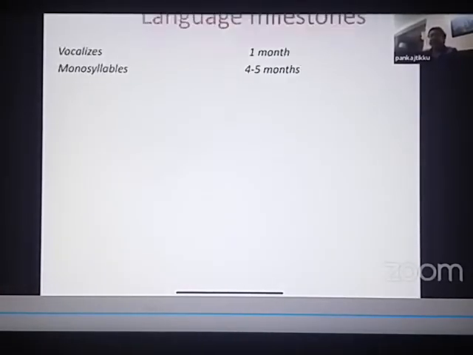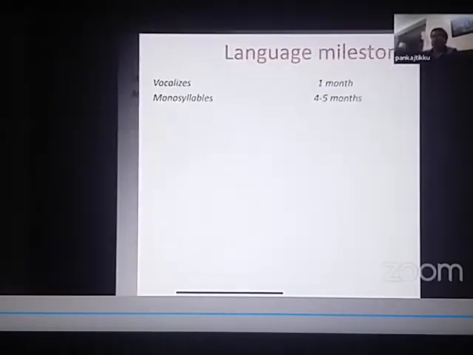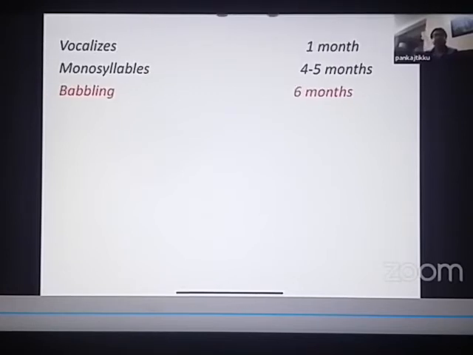However, when does he start speaking monosyllables? So he starts using monosyllables from the age of 4 to 5 months. Ma, ba, da. So he's now speaking in monosyllables. When does he start speaking in monosyllables? It is at the age of 4 to 5 months. Then by the age of 6 months, he can speak these monosyllables very quickly. This is known as babbling. So what is babbling? Quickly speaking the monosyllables, rapidly speaking the monosyllables.